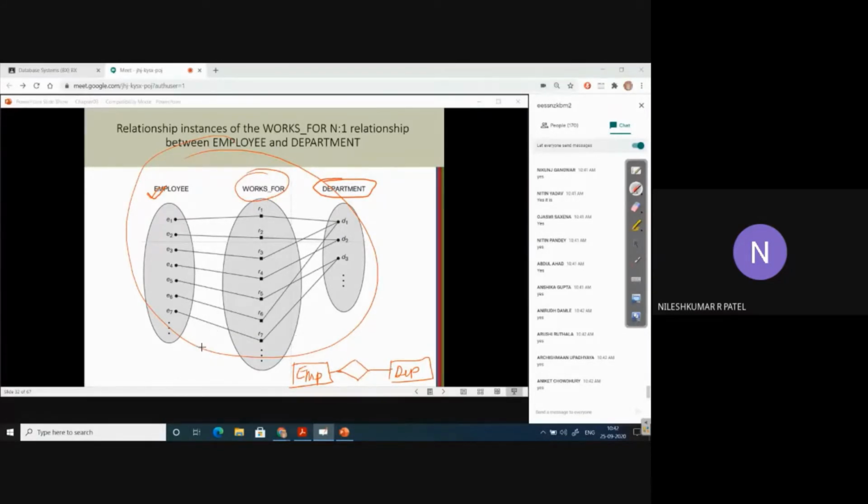And as you know, every employee entity is participating in the relationship. As you can see, every entity is participating in this relation, so that's why we have to draw total participation. And how do we draw that? We draw total participation using double connecting lines, like this. And here also we will be using double connecting lines, parallel. This is the way we represent total participation.